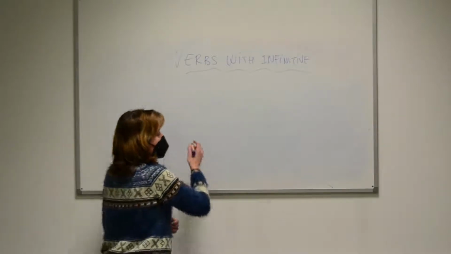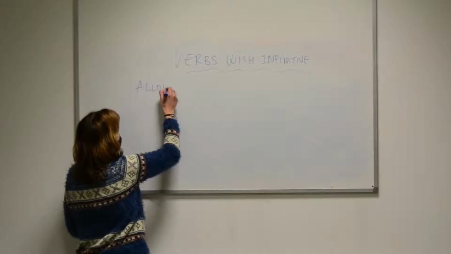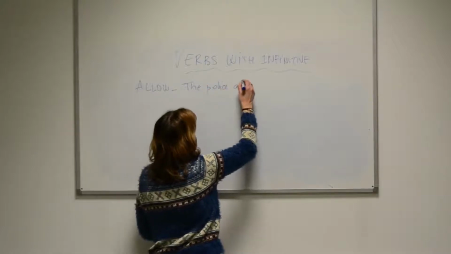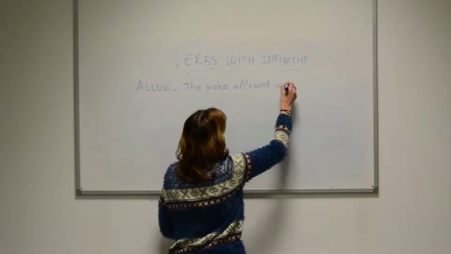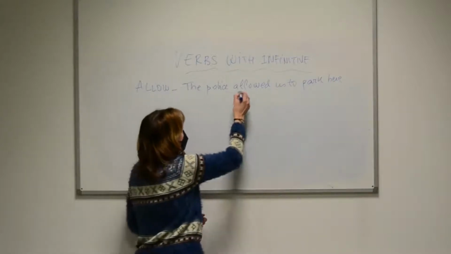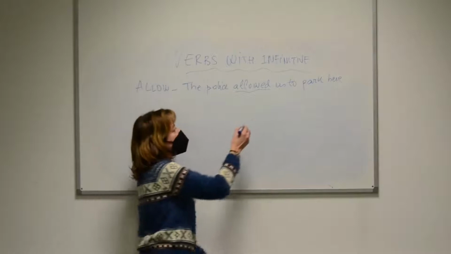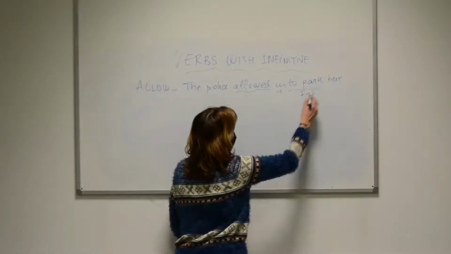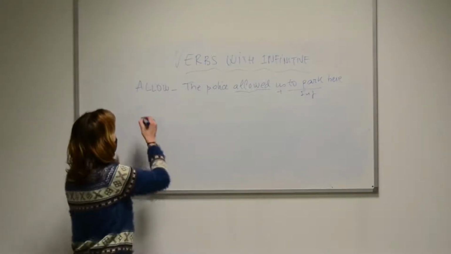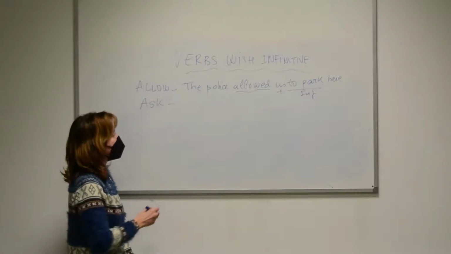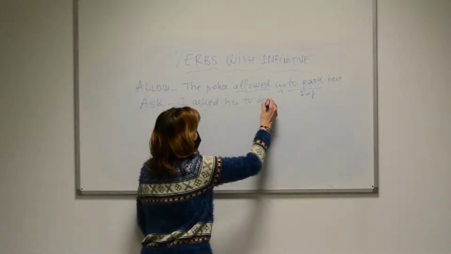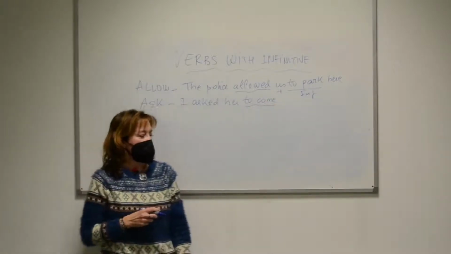For example, this one, allow. An example, the police allow us to park here. When this verb, the verb allow, is followed by another verb, we always should use an infinitive, okay? The police allow us to park here. The same happens with the verb ask. I ask her to come. In this case, we need another infinitive.